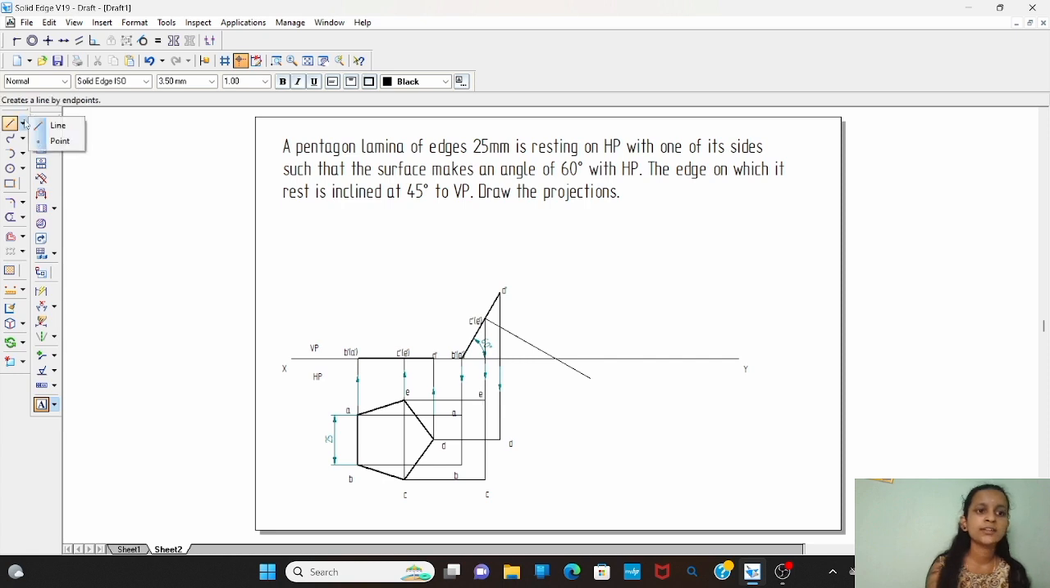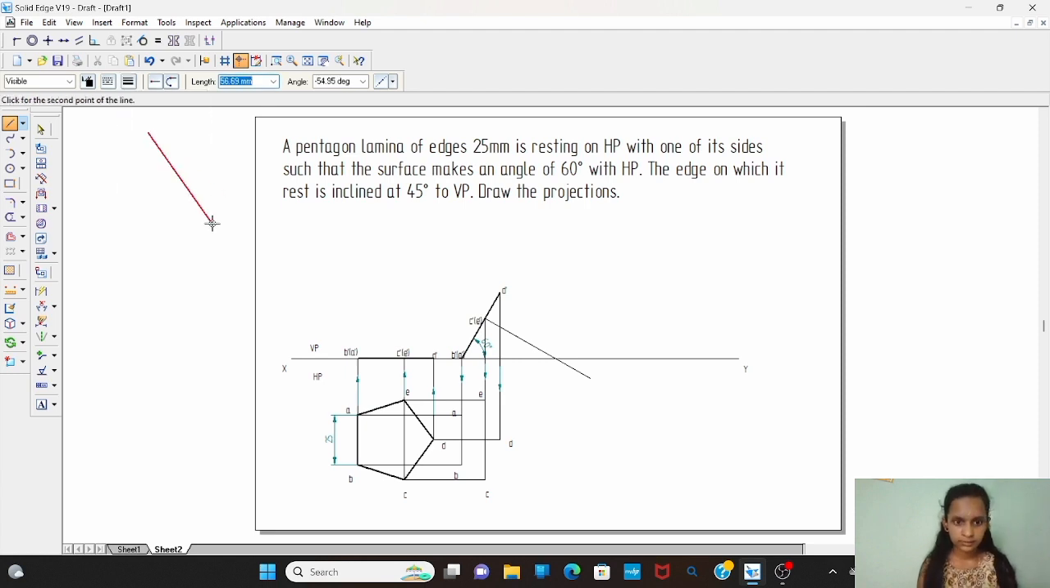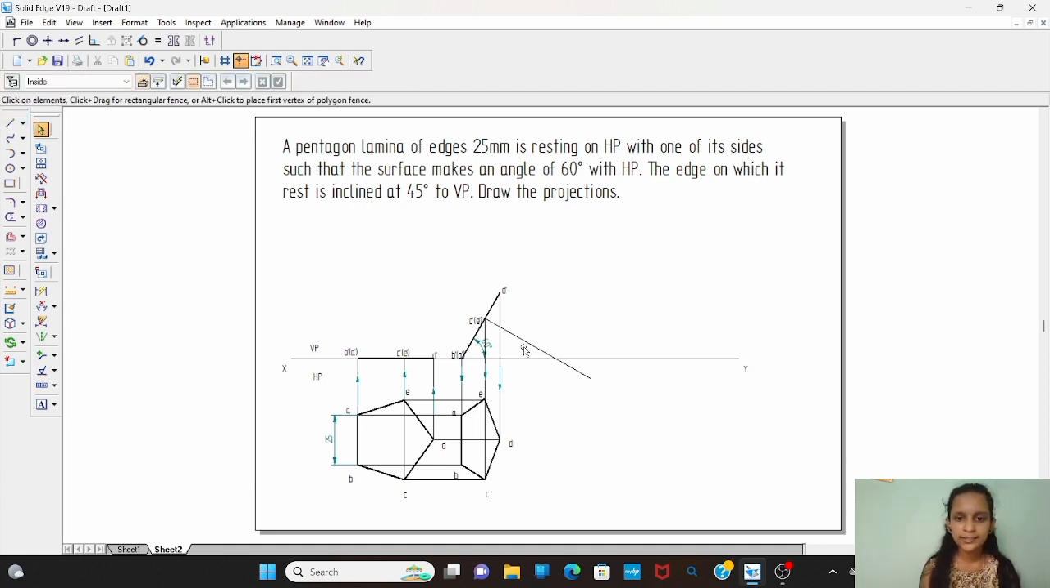Join all these points using the thick line of thickness 0.50 mm. First, place it on point A to B, B corner to C corner, C to D, D to E corner, and E to A. Let me delete this unwanted line. Yes, the next condition is the edge on which it rests is inclined at 45 degree to VP.